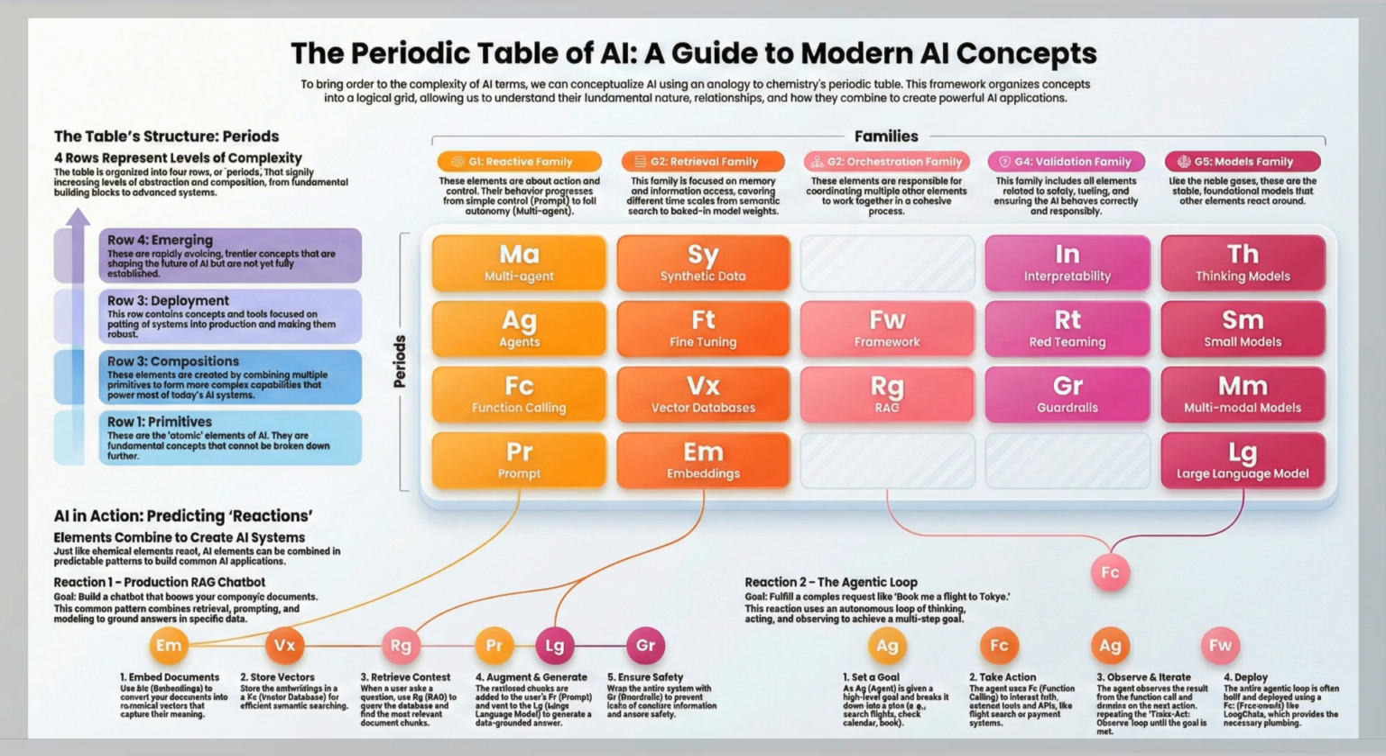Artificial intelligence now spans hundreds of tools, models, and buzzwords. By organizing these ideas like a periodic table, we can see how foundational capabilities combine into more advanced systems and real applications. In this video, we will walk through that structure step by step.